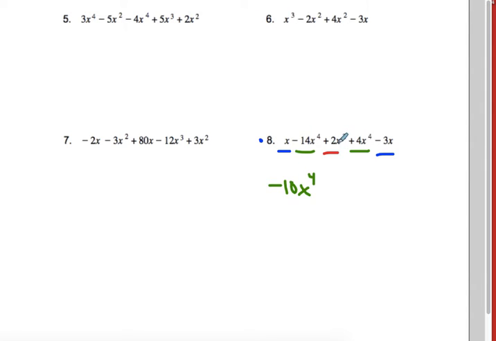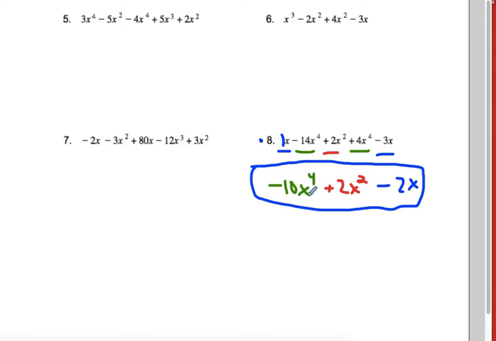Next, we'll look at the x squareds because that's the next highest power. We started with the 4s, so now we're going on. There were no 3s, but we got x squared here, and that's the only one, so that will just get recopied. And then lastly, we can deal with the blue ones together right here. So this is like 1x, take away 3x, or minus 3x. You'll get a negative 2x. And again, this is good. All of my like terms, same variables, same exponents, are combined. The number in front, the coefficient, tells you how many you have.